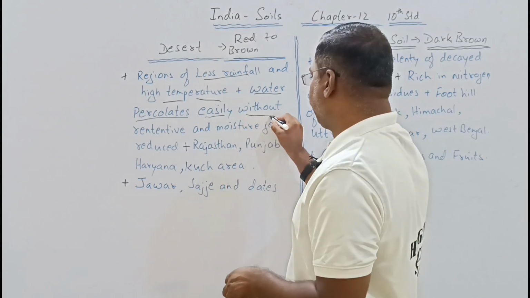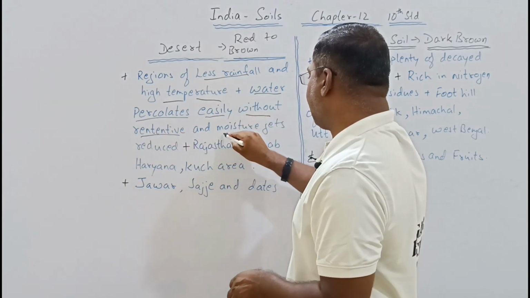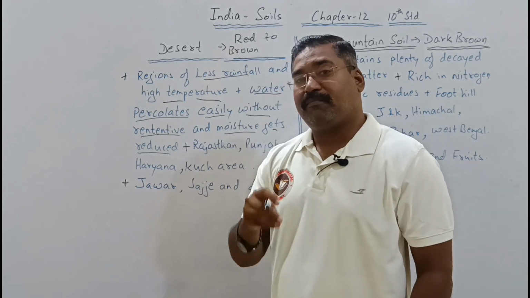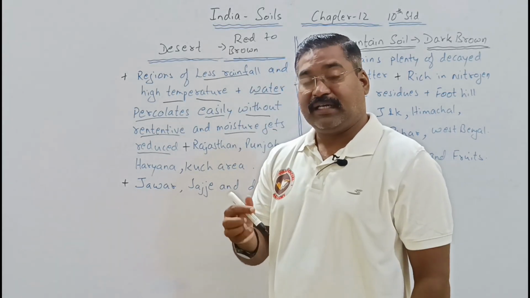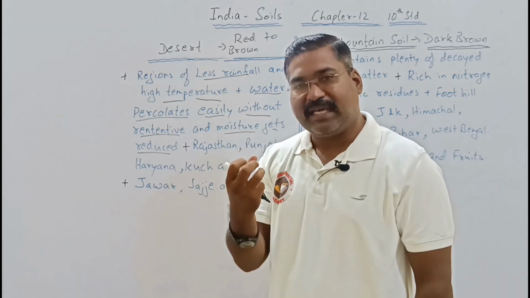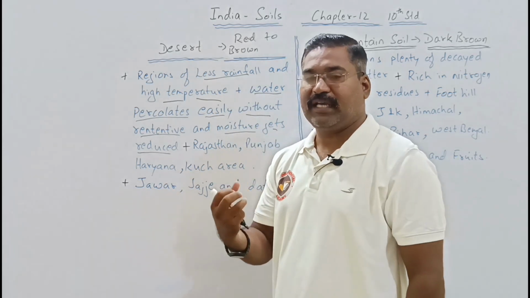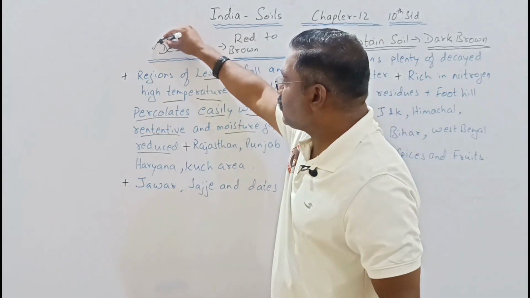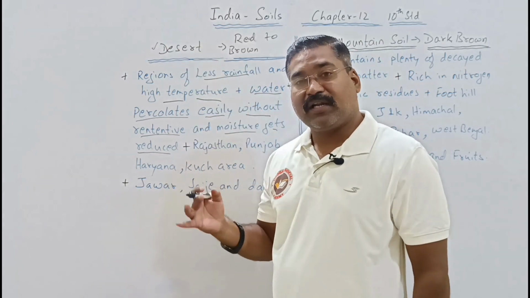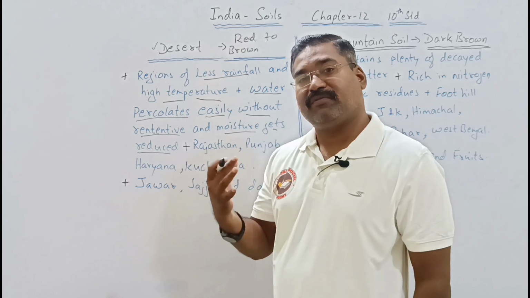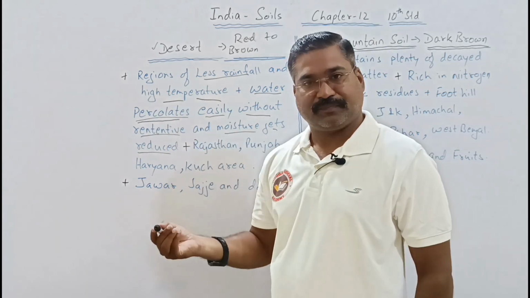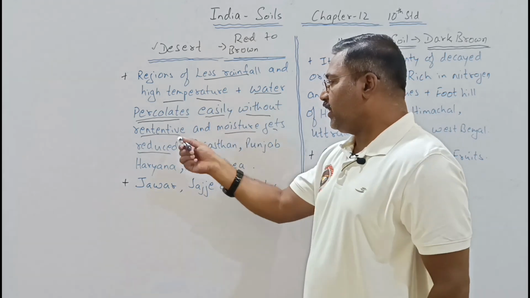So it is not retentive, and moisture gets reduced. Like in the black soil we have said, it is able to keep the moisture within its body. In the desert soil, this is the quality it does not have. The desert soil cannot retain the moisture within its body, because water percolates, so moisture will be reduced.